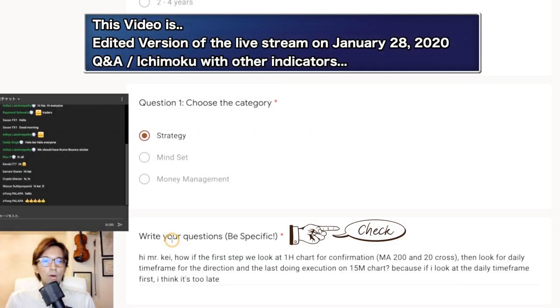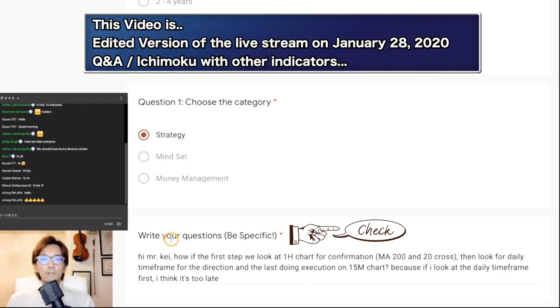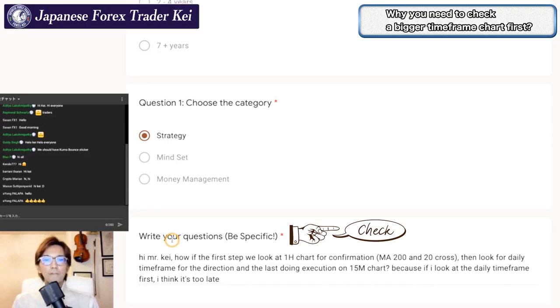Hi Mr. K, how about this: the first step, we look at the 1 hour chart for confirmation, the MA 20 and 200 cross, then look at the daily time frame for the direction, and lastly do the execution on the 15-minute chart. Because if I look at the daily time frame first, I think it's too late.